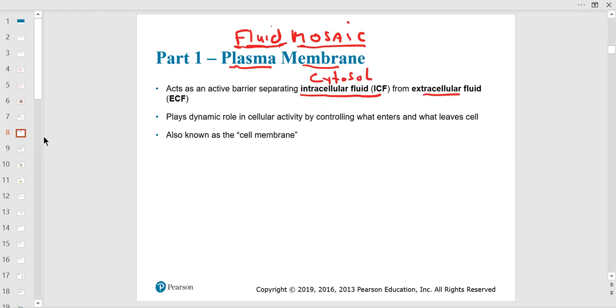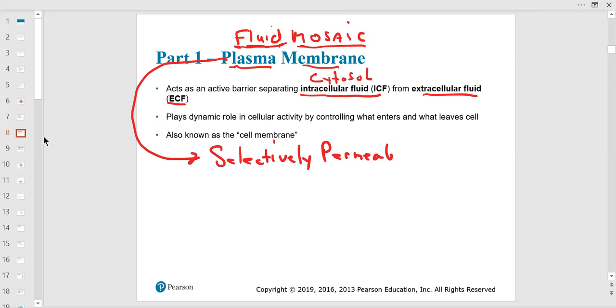So the extracellular fluid, I think we know by now, is outside the cell. Pearson is very repetitive, which I like. So what's the function of the membrane? It is selectively permeable. I think in the old days we used to say semi-permeable, which means sometimes it's permeable, sometimes it's not. Dynamic, right? It controls cellular activity, what leaves the cell and what enters the cell. Once you get friends with it and know it well, you can just call it the cell membrane. But to get to know what it is, this is the fluid mosaic model.